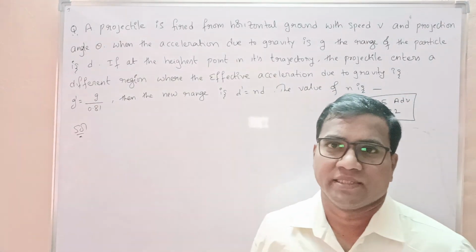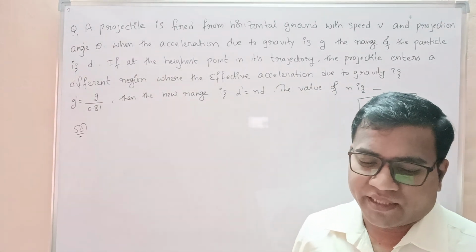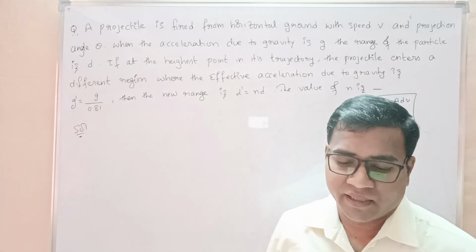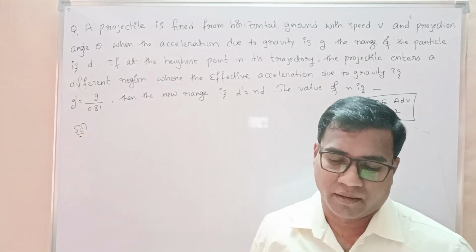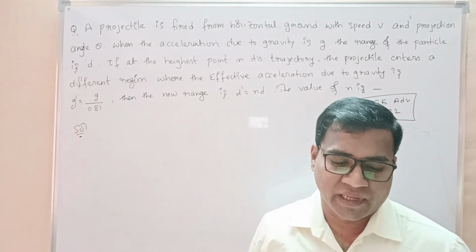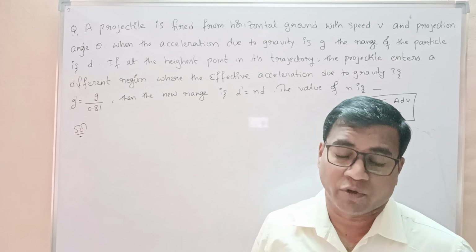Dear students, let's see this question. A projectile is fired from horizontal ground with speed v and a projection angle theta. When the acceleration due to gravity is g, the range of the projectile is d.